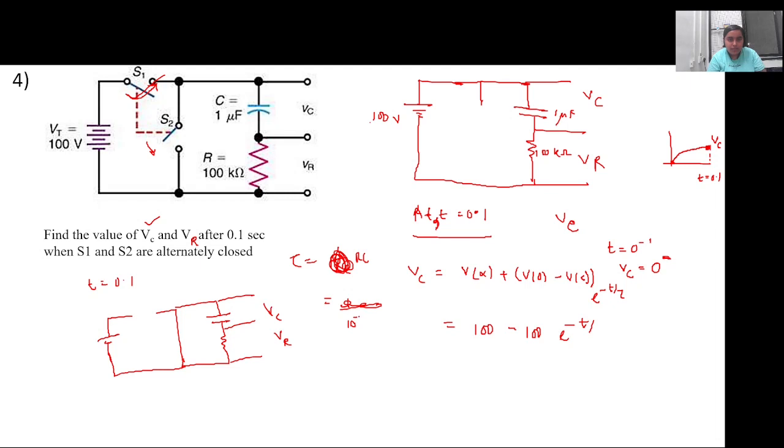So it is 10 to the power minus 6 into 10 to the power 5, that is 10 to the power minus 1. So it is 100 into 1 minus e to the power minus 10t, and t is 0.1 second. So 100 into 1 minus e to the power minus 1, right? So this comes out to be 63 point what? Somebody has solved it, right?